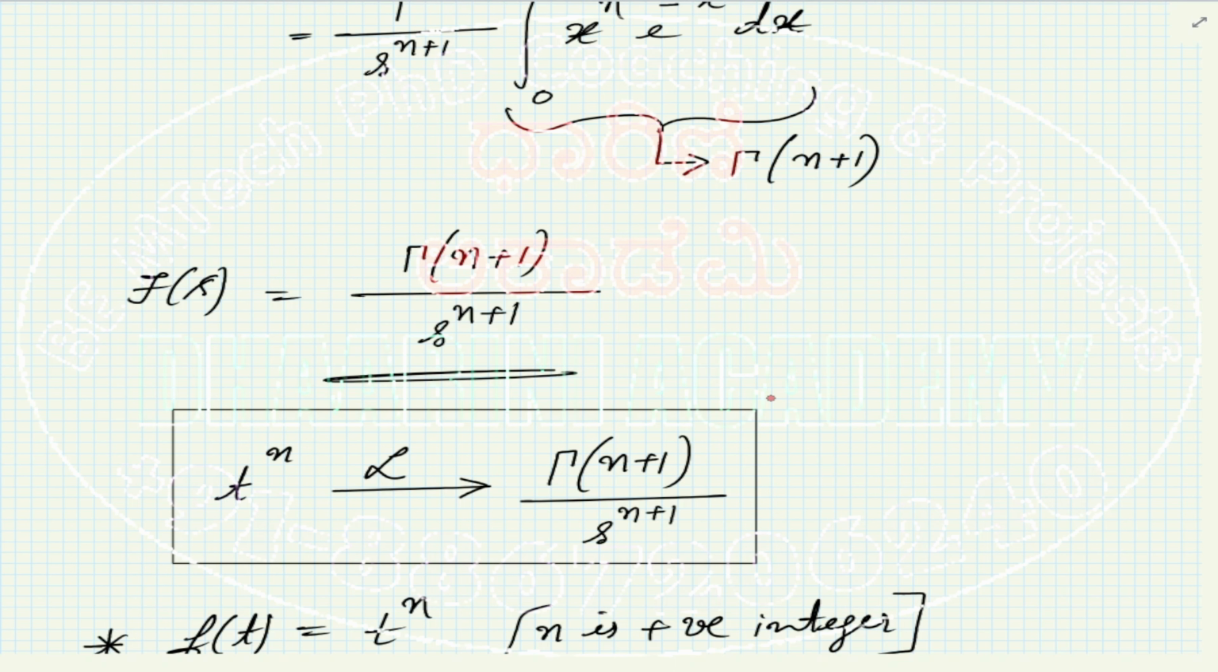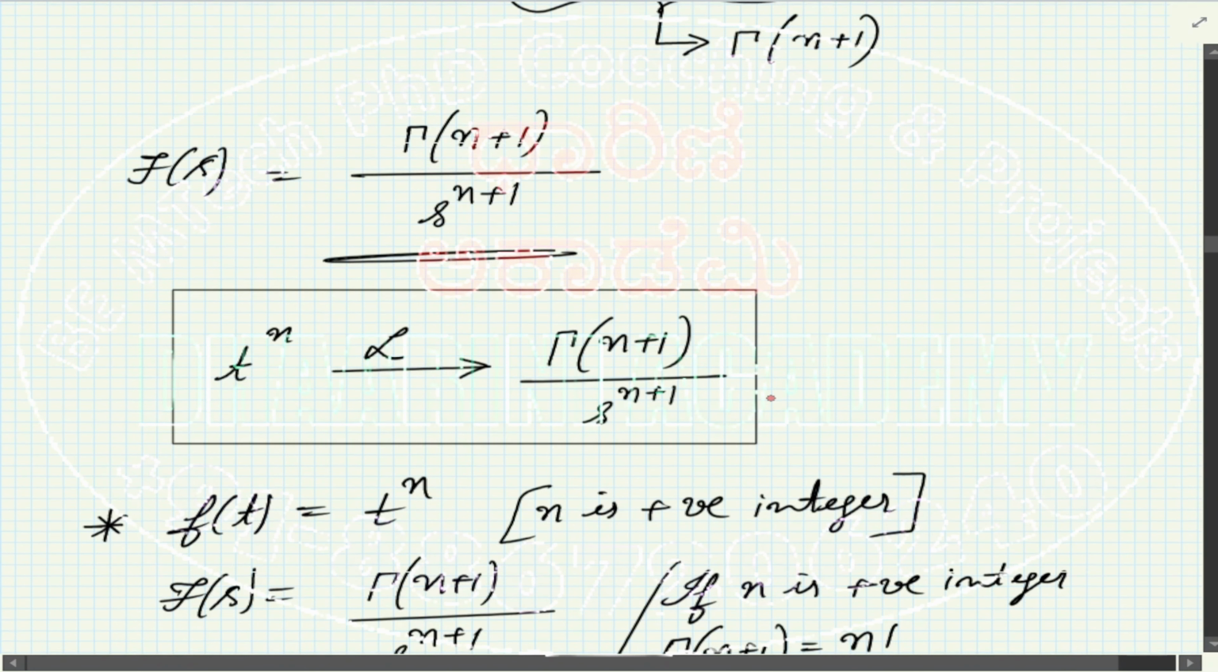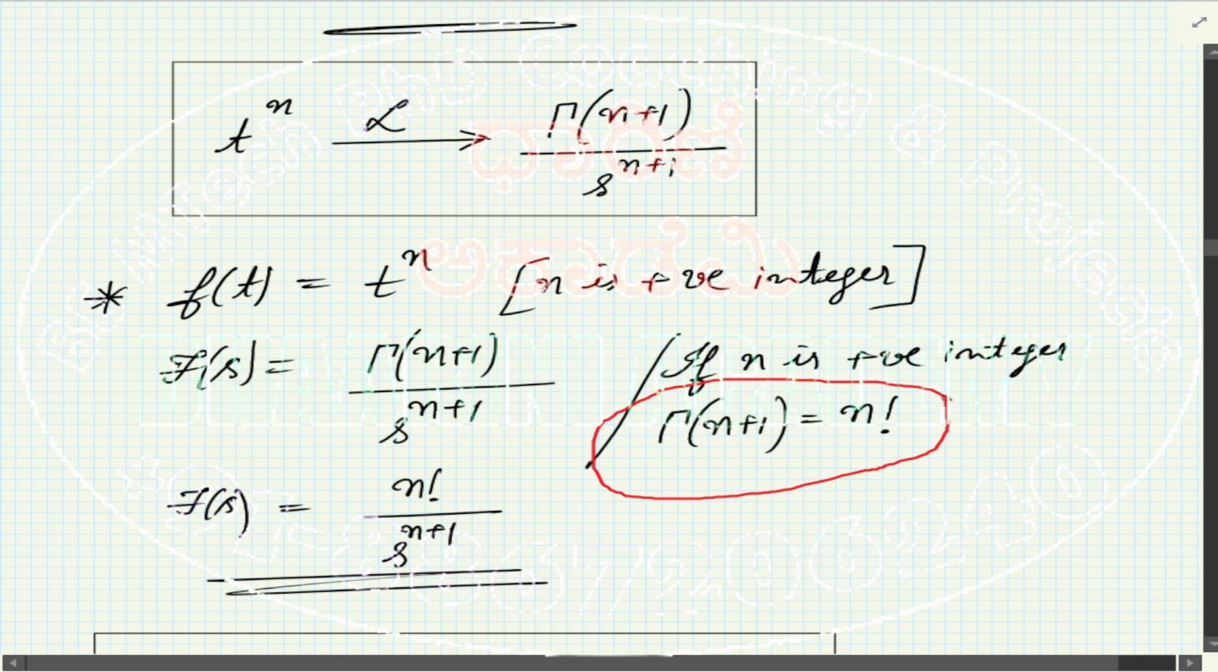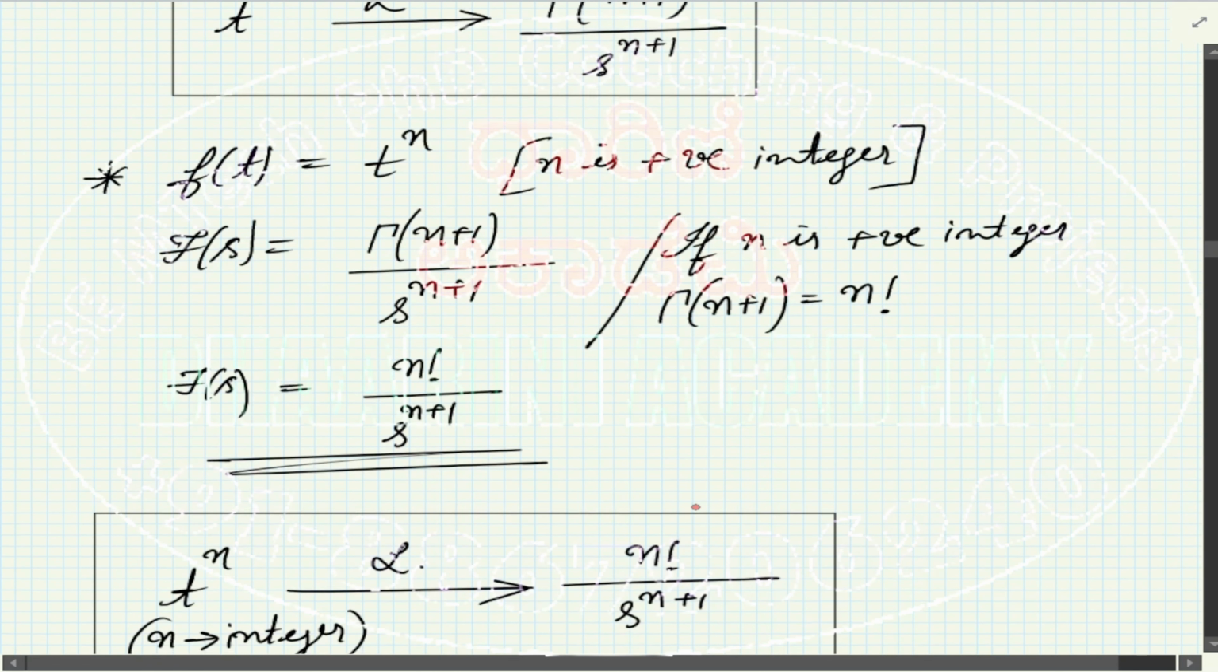But now let's go for a specific case and check what happens when n is an integer. The previous case works for any real value of n, but now we make sure that n is only an integer. When n is an integer, we have a specific property of the gamma function. Gamma of n plus 1 is simply n factorial. So that means F of s becomes n factorial by s to the n plus 1, only when n is an integer. So this is the updated rule. If n is an integer, then t to the n will have a Laplace transform n factorial by s to the power n plus 1. You don't have to find a gamma value for that.